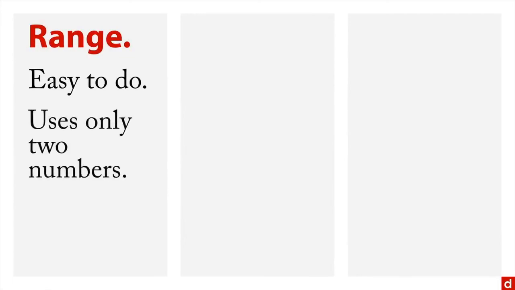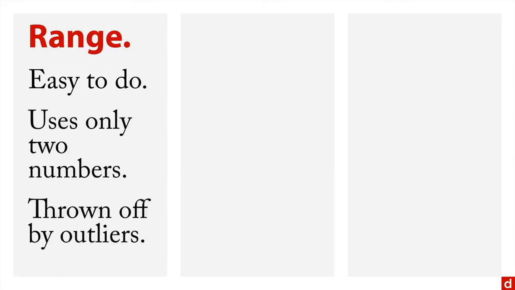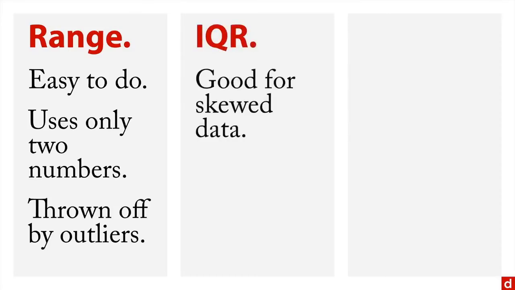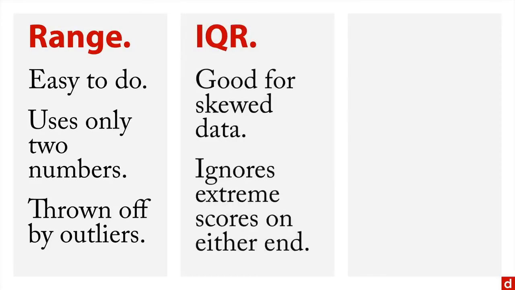So let's do a little pro and con of these three things. First, the range. It's very easy to do. It only uses two numbers, the high and the low, but it's determined entirely by those two numbers. And if they're outliers, you've got really a bad situation. The interquartile range, or IQR, is really good for skewed data, and that's because it ignores extremes on either end.